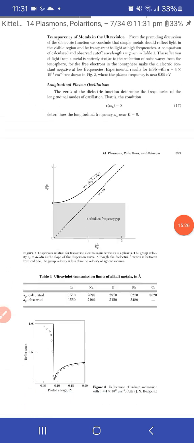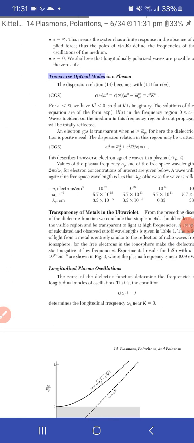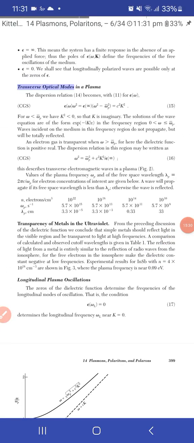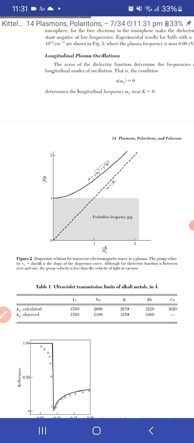and the second part, find out the wave vector dependence of the dispersion relation for the longitudinal oscillation in the Fermi gas. Figure 2 here is given for the transverse modes of plasma. This one was a read.